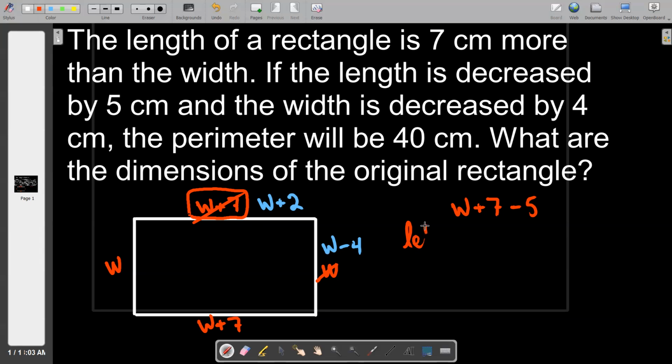So for our first variable declaration, we definitely want to say let W equal width. And then we want to let W plus 7 equal the length. Good so far? All right, so what's written in blue is going to be what gets us through this, because the problem tells us that after we make those changes, the changes that result in what's written in blue, we get a perimeter of 40. So we're going to write an equation not using the width and the length, but rather the new width and the new length. Anyone want to take a stab at what that's going to say?